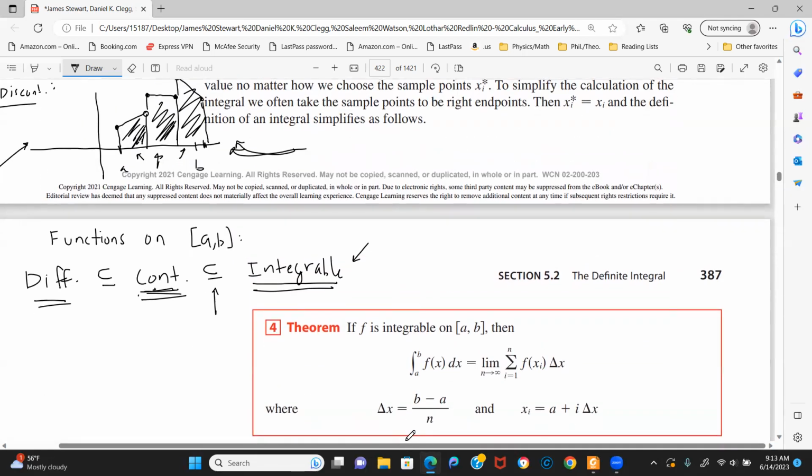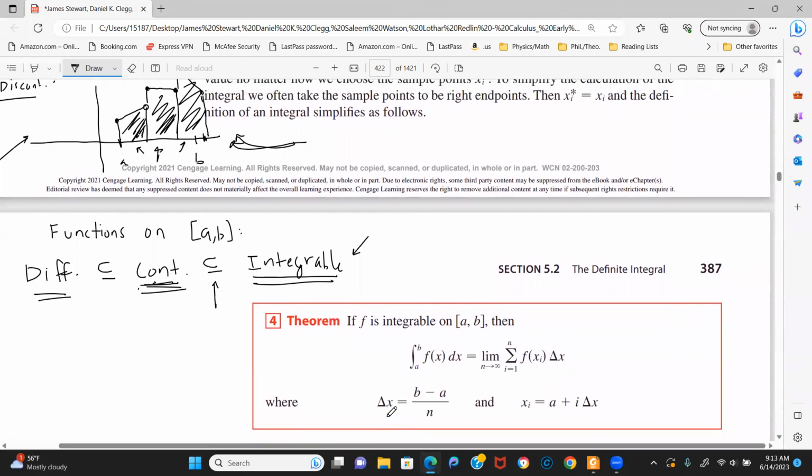All right, so here's another nice theorem. What this says is that if you know that your function is integrable on this interval, say that you're able to argue this somehow, then this number you want to compute, you can compute it in this way, which doesn't look much different than what the definition said. However, the difference is that you can always take your delta x to be this, and you can always look at the right endpoints.